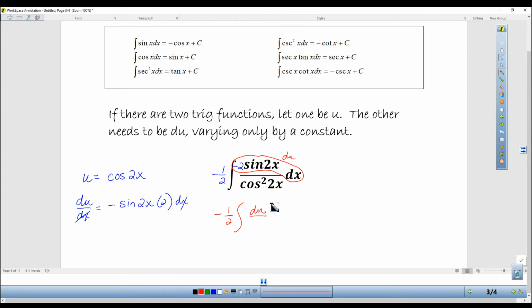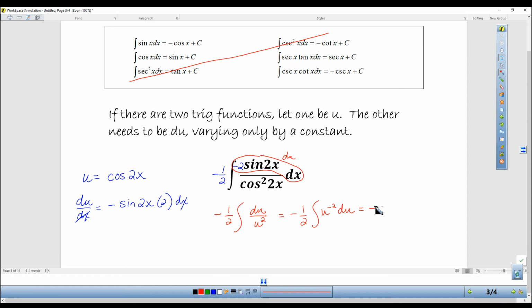And then cosine of 2x is u, so I have u squared. And I actually don't even need these now because I don't have any trig in my integral. So it's kind of nice when there's two trig functions. I am going to change the form just a little bit to make it easier. U to the negative 2 du.